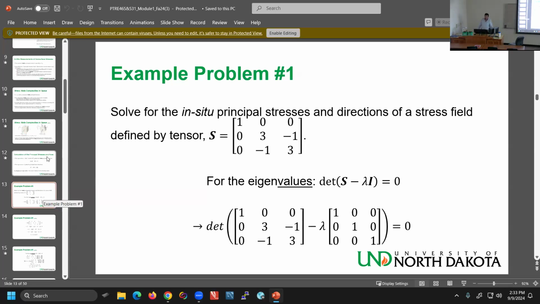The example problem that we saw last time is a simple one. We were given a tensor and we had to find the eigenvalues and the eigenvectors. But we were not really asked for the eigenvalues and the eigenvectors. We were asked for the in situ principal stresses and their directions. And we had to think, hey, that means I have to find the eigenvalues and the eigenvectors.